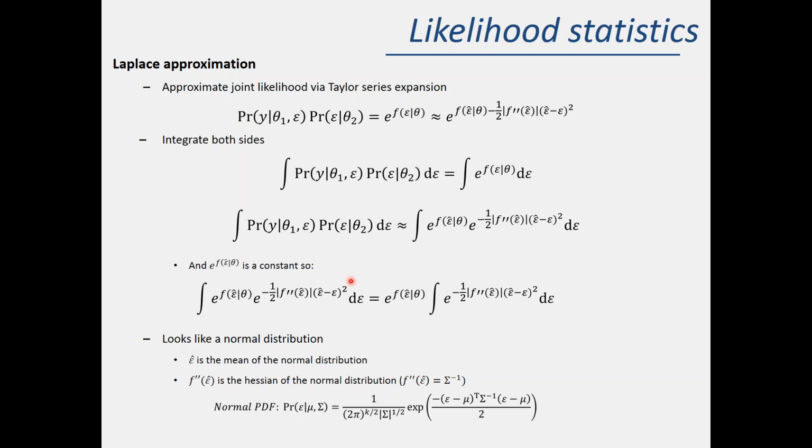So, long story short, we can do a Taylor series expansion, get the matrix of second derivatives and invert that, and that's equal to the variance of a normal distribution that we use to approximate the function that we want to integrate.